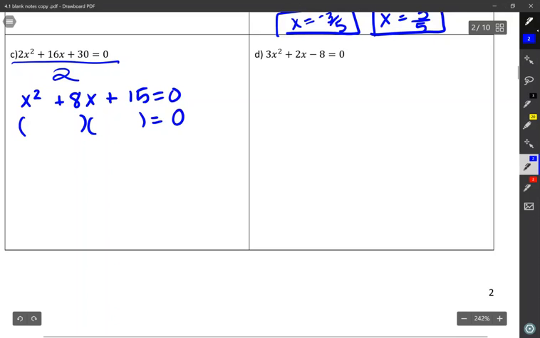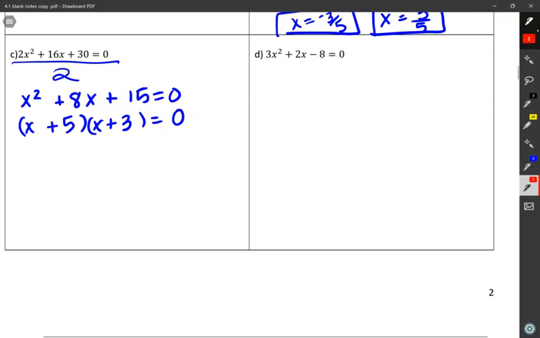So now we're looking for two numbers that multiply to get 15 and add to get 8. What numbers multiply to get 15 and add to get 8? Once you have those, then you're going to use the zero product property. Again, you're just doing this in your head. I'll go ahead and show all the work, set them equal to 0.